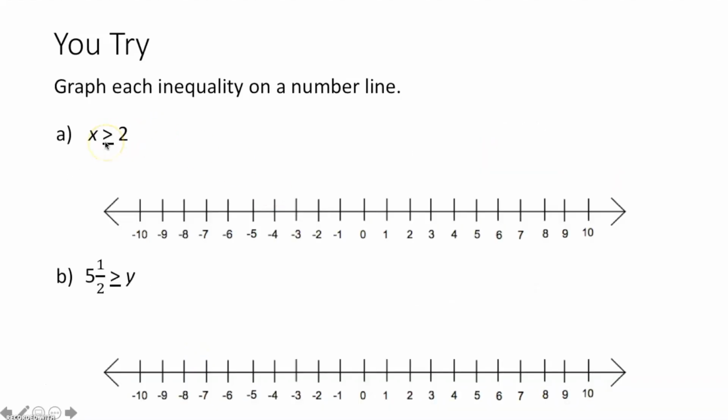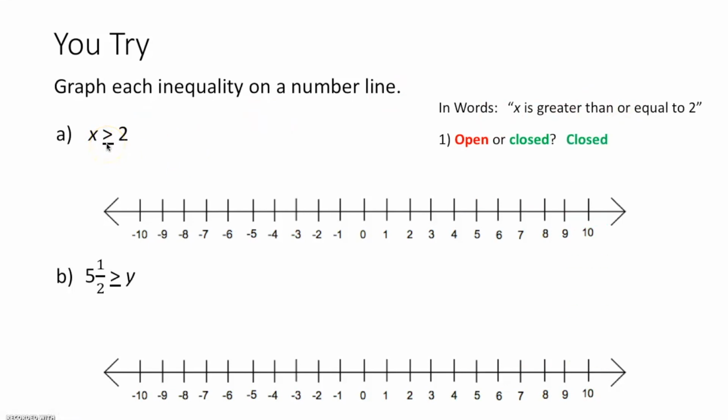Let's start with A. In words, this is x is greater than or equal to 2. And it's important because this is going to help us later. First, open or closed circle. Since we have an equal sign underneath our inequality symbol, we're going to put a closed circle. We're going to put a point at 2. So we go to 2, we put a closed circle.